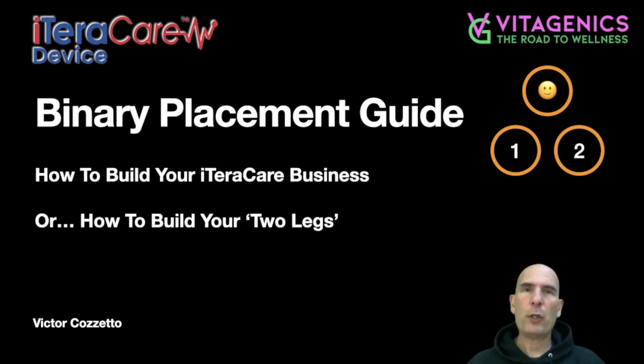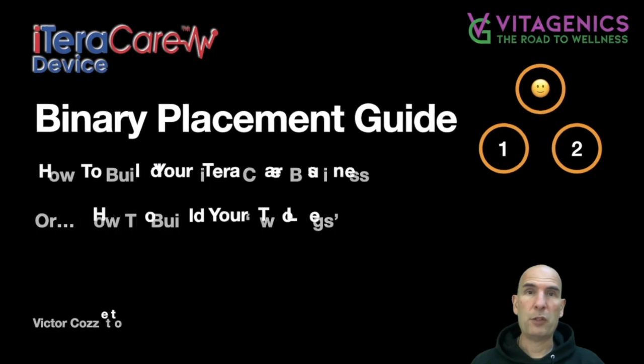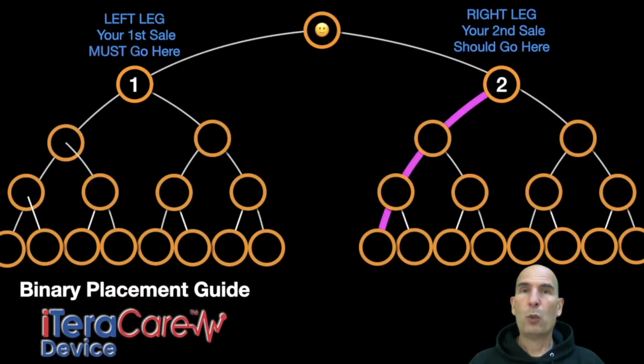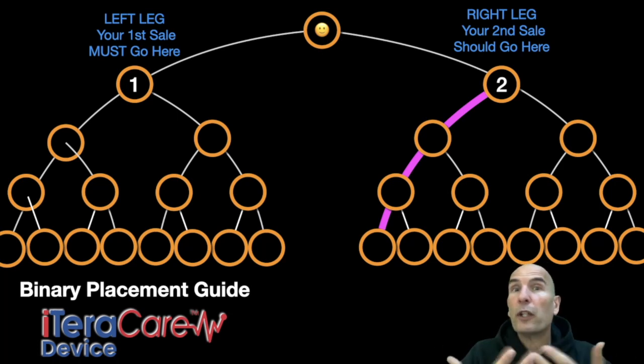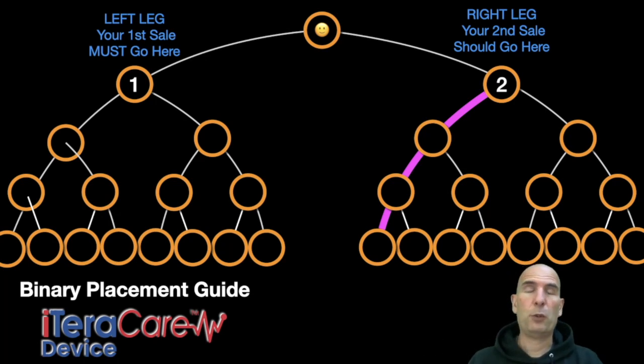So let me show you how to do that, because a lot of people get confused, and because this is different from other binary placements. So let me just show you really quick. You are in the middle, okay? So you bought a device. If you bought a device from me, I'm your sponsor. But whoever your sponsor is, or you're going to be a sponsor for other people too, right? So anyway, let's imagine you bought a device from me or another sponsor. So that's you in the middle.